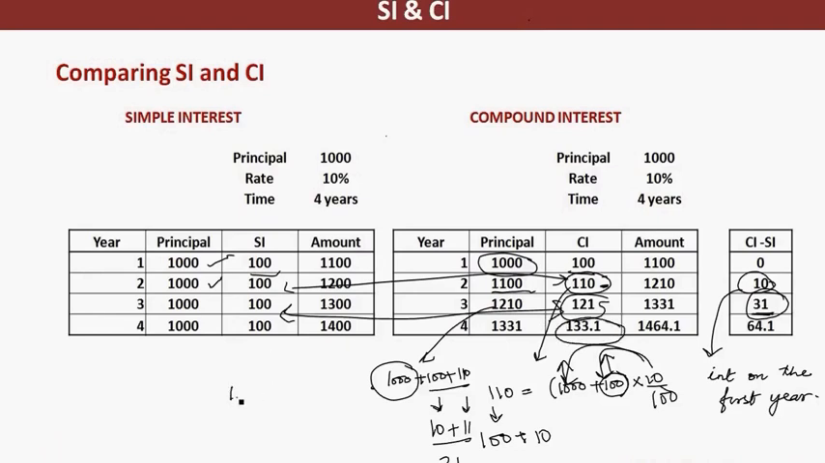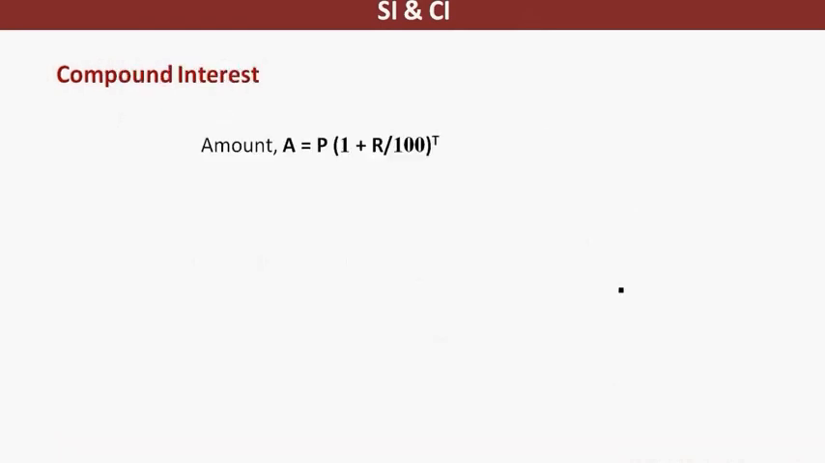Similarly, in the fourth year, this 33.1 difference is basically because of the interest on the first year, on the second year and on the third year interest. The concept is interest on the previous interest, which actually increases your value. The total difference after 4 years is 64.1. Second year there's a difference of 10, third year a difference of 21, fourth year a difference of 33. So the difference is increasing every year. Compound interest and simple interest will differ every year, the difference being the highest in the last year.